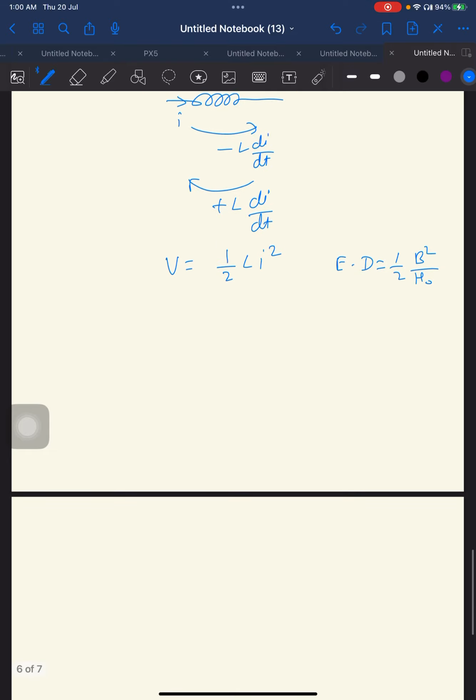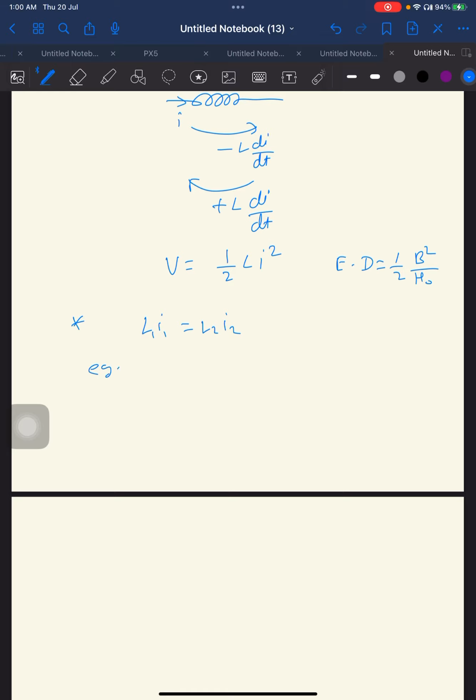After going through this, I told you that whenever there is a change in inductance, this formula is going to help you: L1 I1 is equal to L2 I2. By the way, what is the unit of inductance? Henry, I have already taught you.